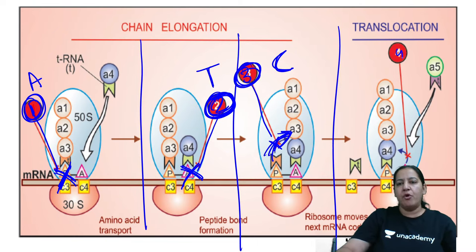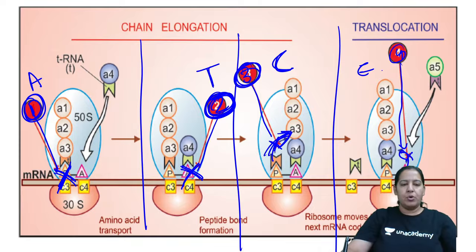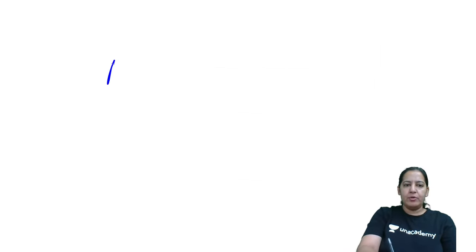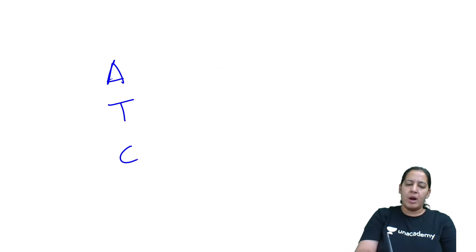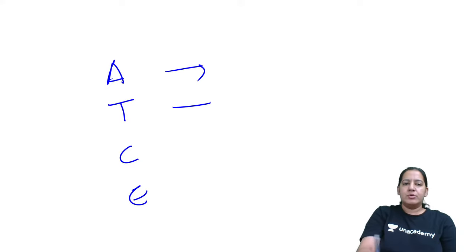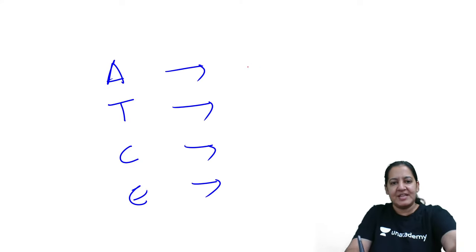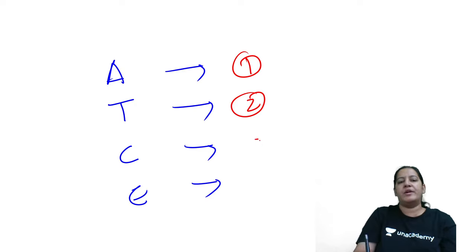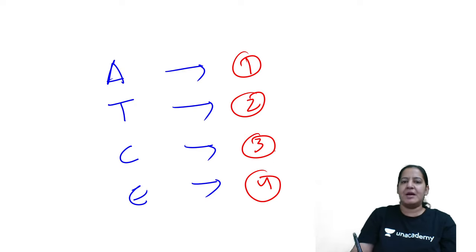And the last one, the fourth one, can you see where is the cross? What is it inhibiting? See the arrow. It is inhibiting A to P shift. So the last one is erythromycin. So the summary is aminoglycoside, tetracycline, chloramphenicol and erythromycin. They inhibit the four steps: step number 1, step number 2, step number 3, step number 4.